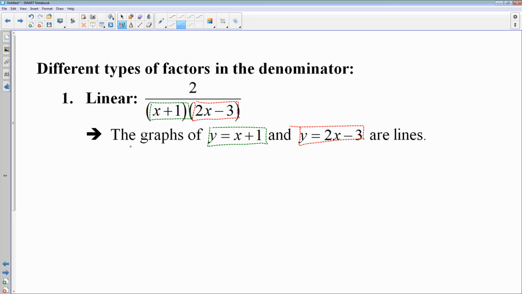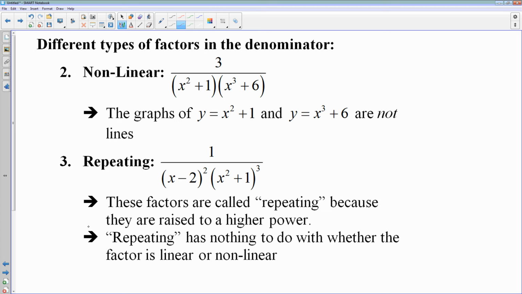And if you have linear factors, it makes the partial fraction decomposition a good bit easier. The other two types of factors we're going to have are nonlinear, which simply means if you graphed them, you would not have a line. So like x squared plus 1, if we look at that factor, it doesn't factor anymore. You can't break that down any further. If you were to graph y equals x squared plus 1, you would have a parabola, not a line. Same thing with x cubed plus 6. That is a cubic function. It is not a line. So those are what we refer to as nonlinear factors.